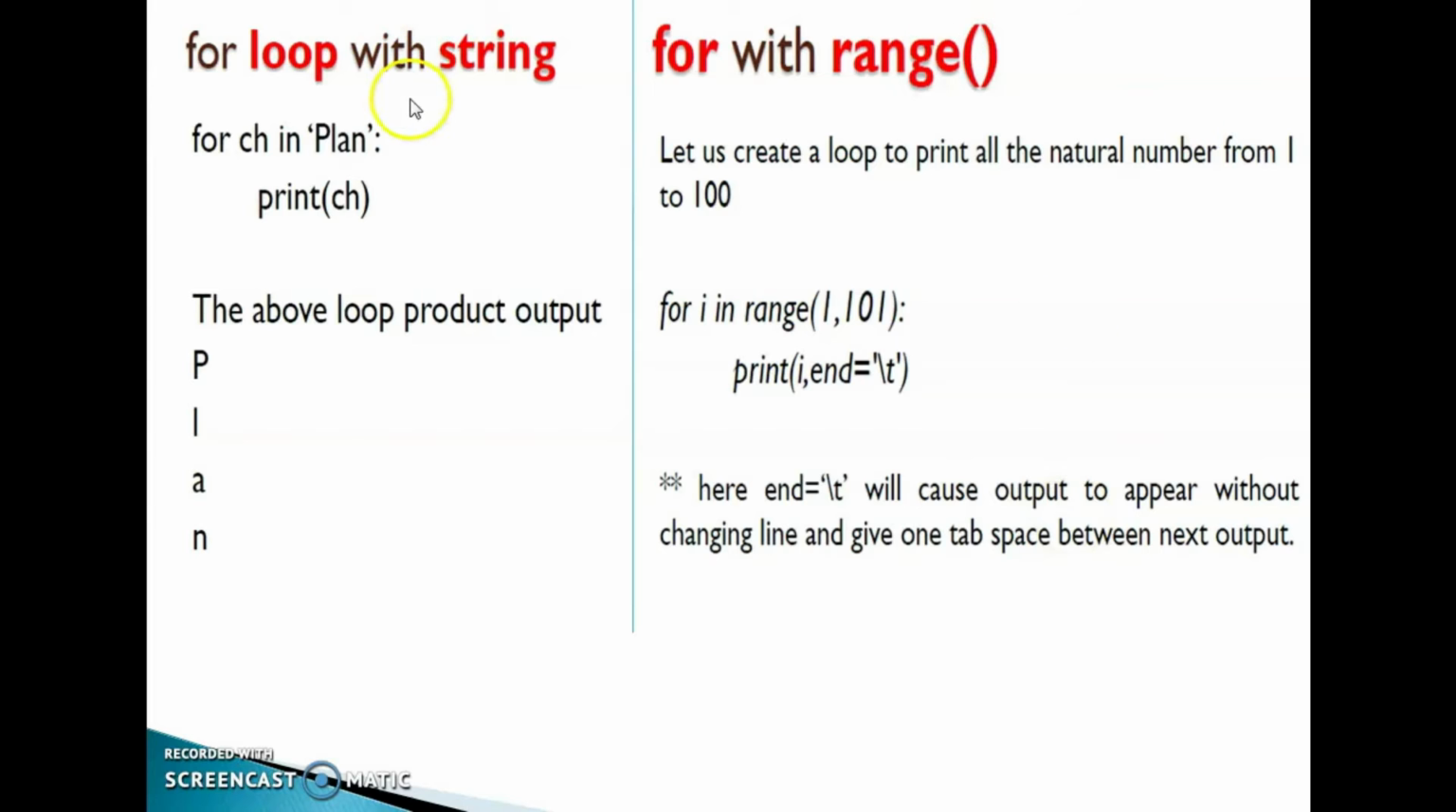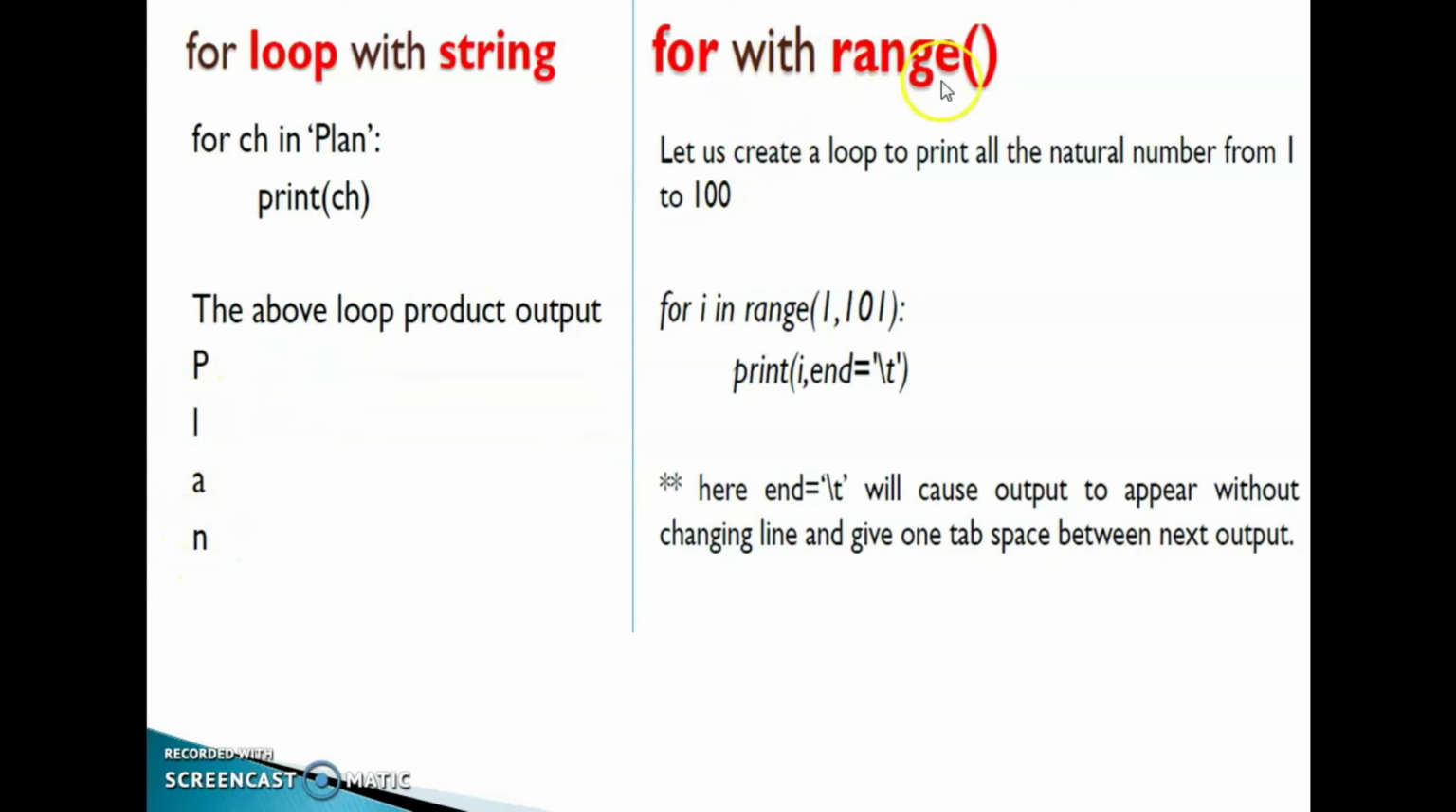Next one, for loop with a string. For ch in plan. Plan is a string. First p is stored in the ch. Print ch, p. Second iteration l is stored in the ch. Print ch, l. Third iteration a is stored in the ch. Print ch, a. Then fourth iteration n is stored in the ch. Print ch, n. The output is like this.